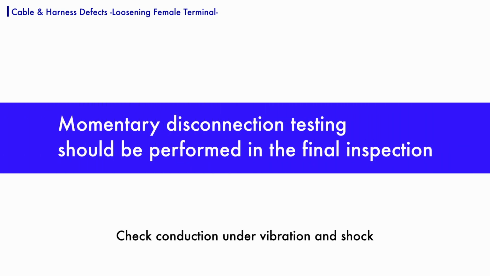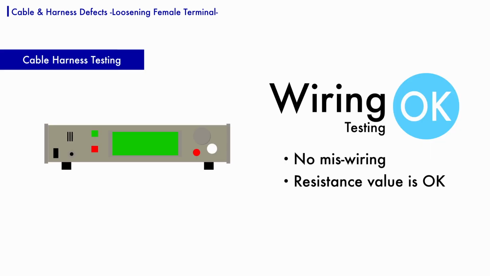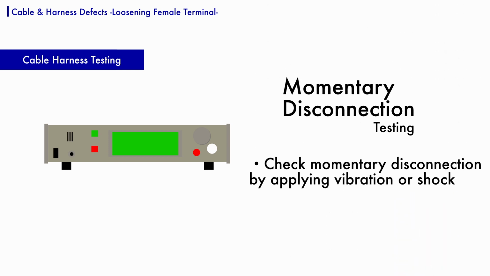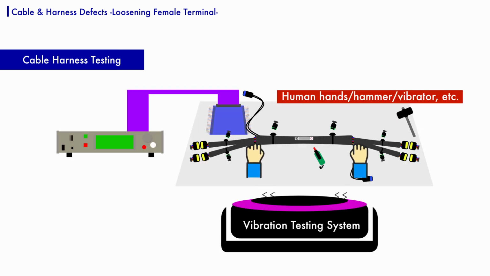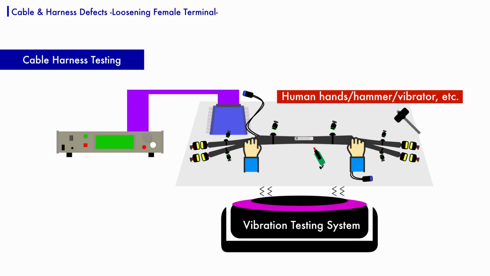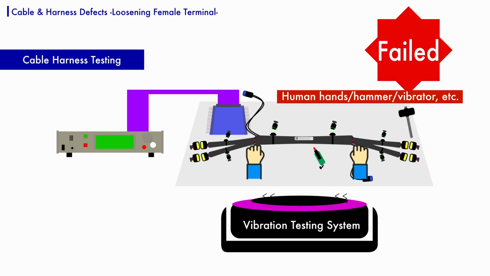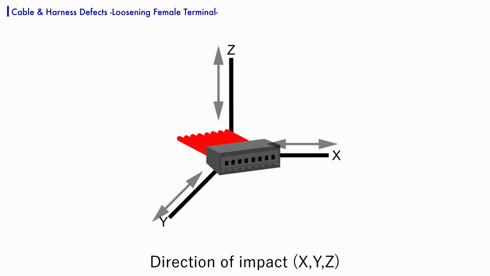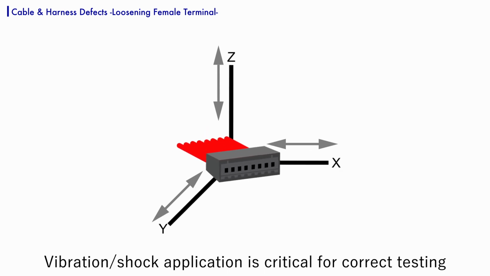Therefore, it is best to confirm continuity under actual vibration with momentary disconnection testing by cable harness testers. After passing the wiring testing, the momentary disconnection testing is conducted. During the testing, vibration or shock is applied by hand, hammer, or vibrator. The direction of the shock is specified by the standard. It should be considered in accordance with the item to be tested.